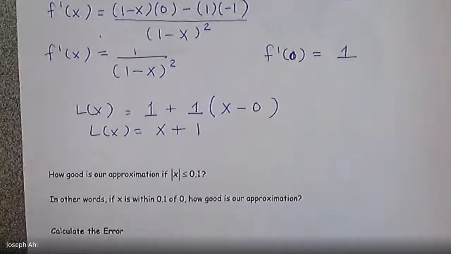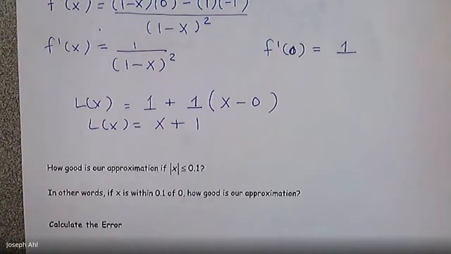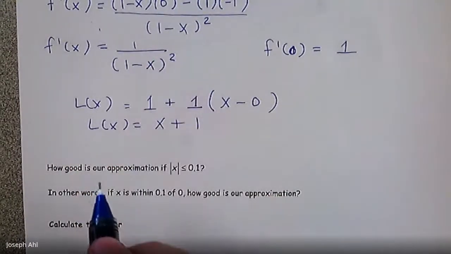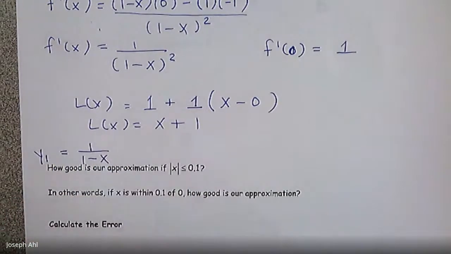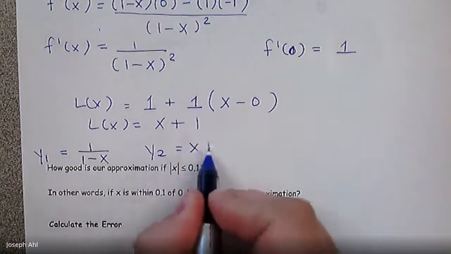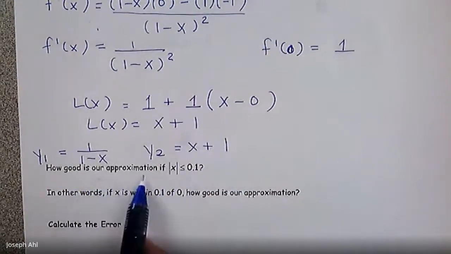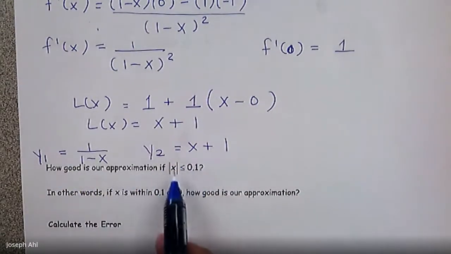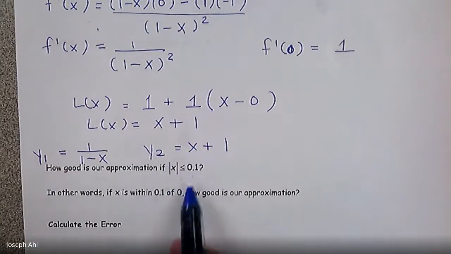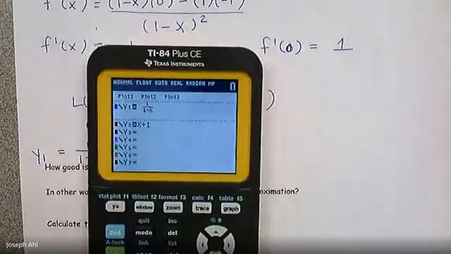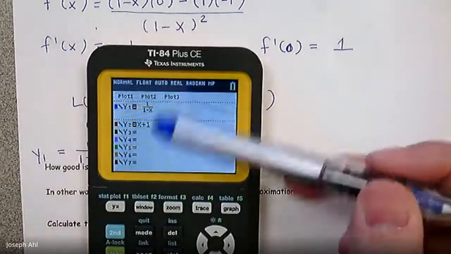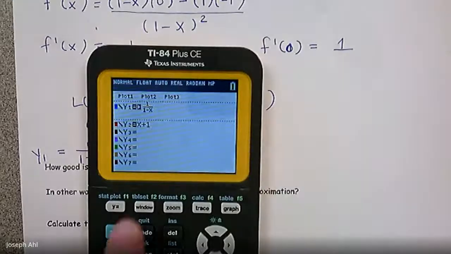And just to confirm that this is the best approximation for this interval surrounding x equals 0, we can go to y1 and type in 1 over 1 minus x, and then in y2, type in our linear approximation. What I want to look at is how good is this approximation if we're within 0.1 of 0. That's how we would interpret that absolute value statement, right? If we're within 0.1 of 0, how good a fit is that line? I already have that preset in y equals: 1 over 1 minus x, and here's the linear approximation.